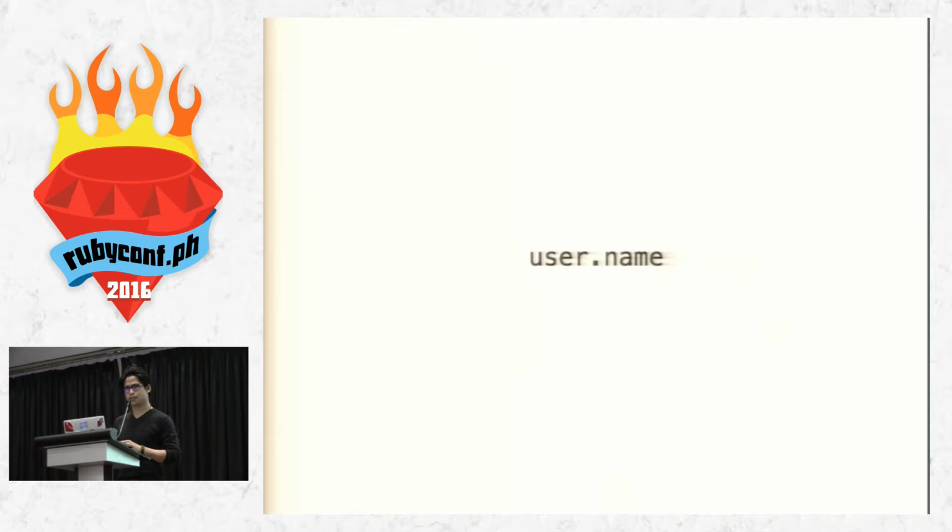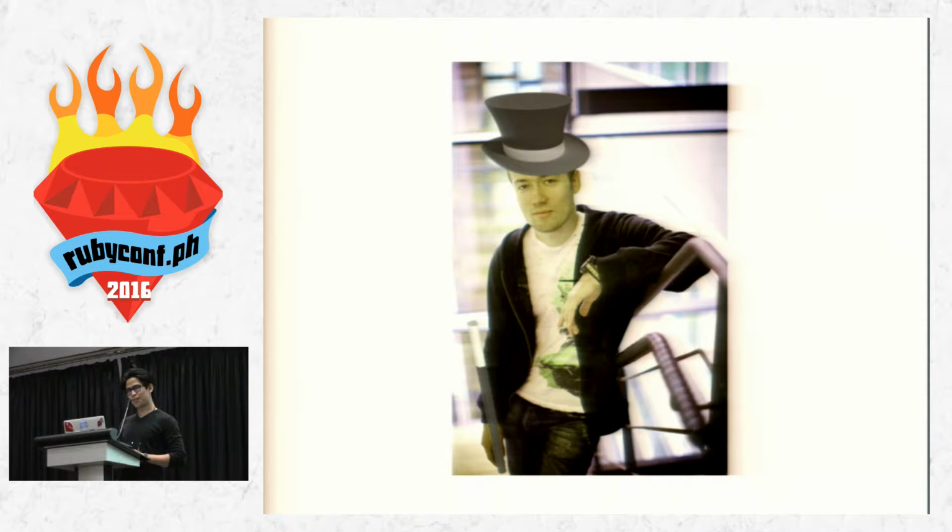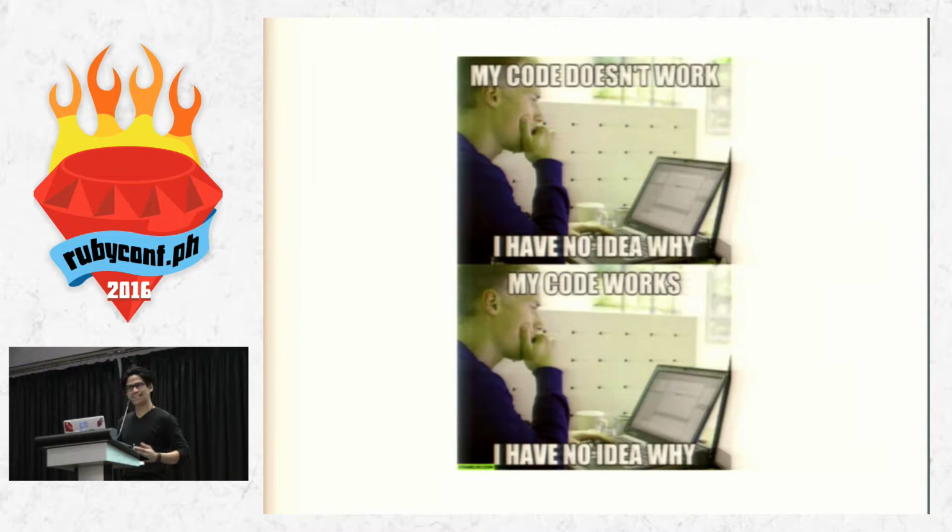This one is the most interesting. Probably the first time you use Rails, assuming that you have a user table, and you have a column called name, you can just call user.name and it will go to the database, fetch the row for you, and put it in the class without you breaking a sweat. It's like, holy cow, that's magic. Well, sometimes it's just like that. My code doesn't work, I have no idea. My code works, I have no idea why. True story.